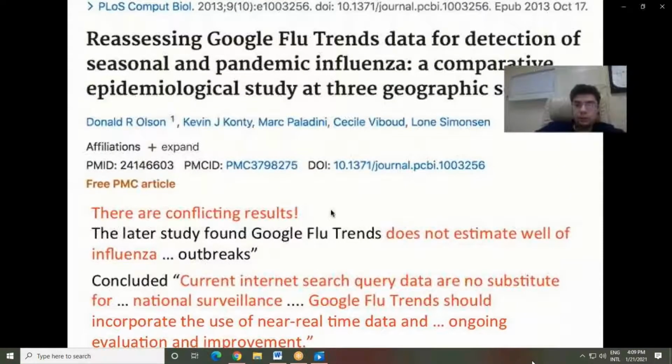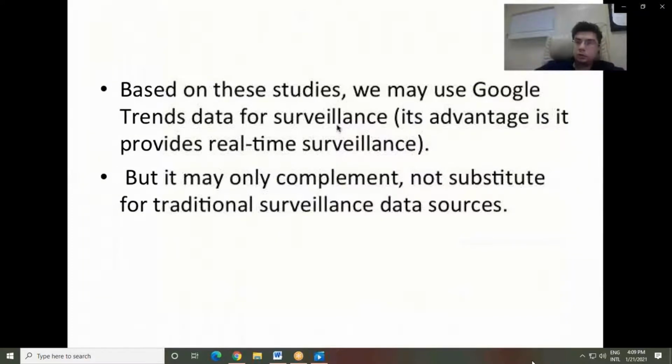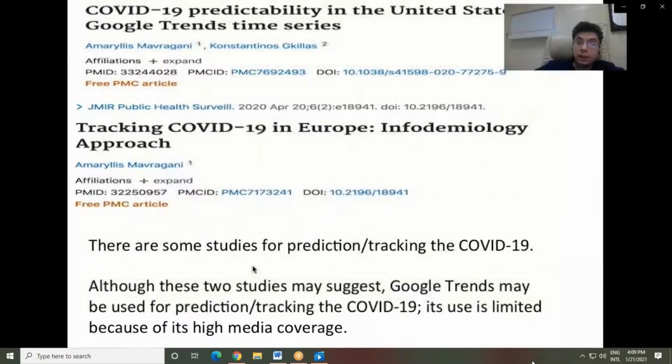There was a later study that found that Google Flu Trends does not actually estimate the influenza outbreaks in a precise manner. The investigators of this study concluded that internet data are not a substitute for national surveillance. However, Google Flu Trends should incorporate the use of near real-time data and ongoing evaluation and improvement of this new data source. Based on these studies, we may use Google Trends data for surveillance. Its advantage is that it provides real-time surveillance, but it may only complement but not substitute for traditional surveillance data sources as of now.